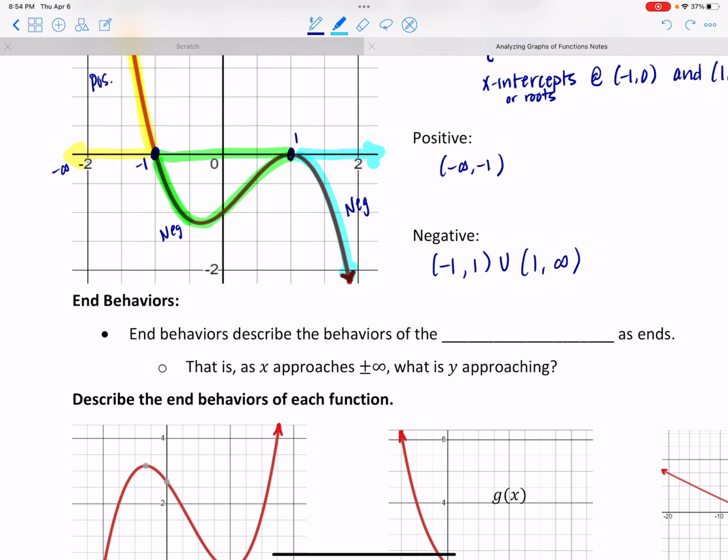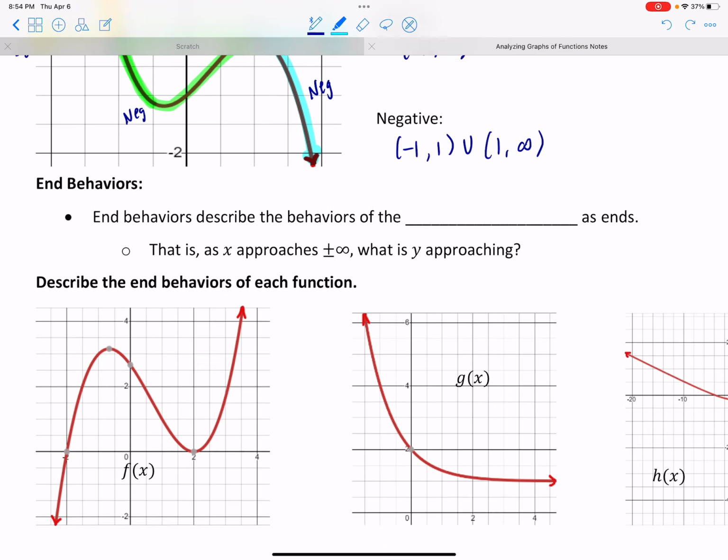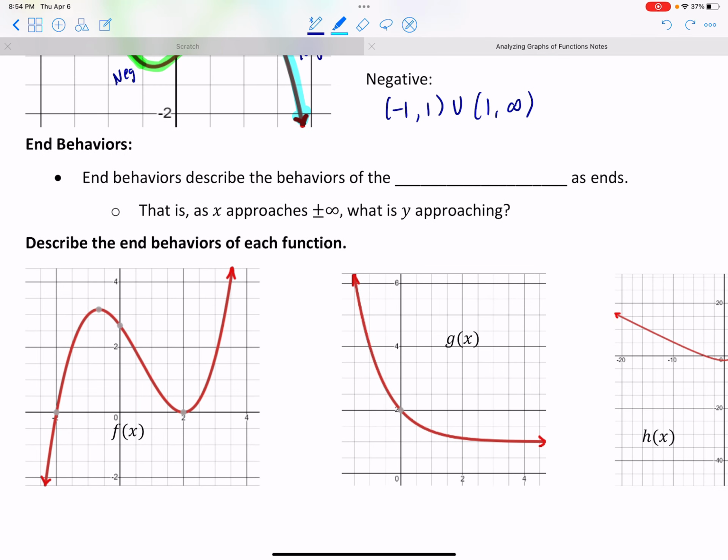Alright, let's look at the next piece. We're going to describe some end behaviors. So what are end behaviors? Again, something you've seen before. They are exactly what they say they are. End behaviors describe the behaviors of the graph at its ends. So specifically the behaviors of the outputs. That is the important part.